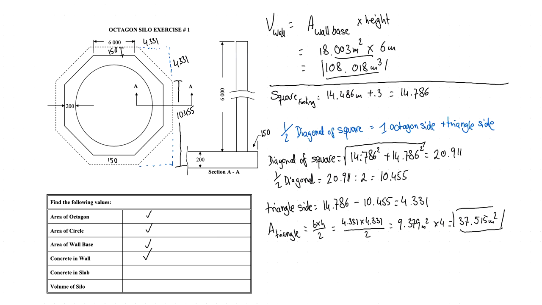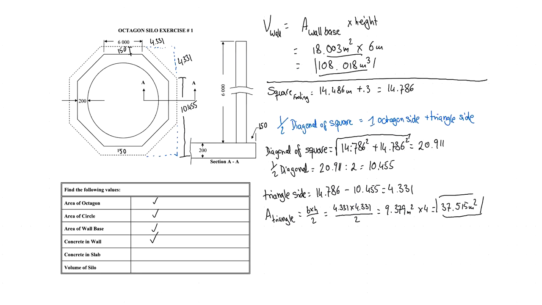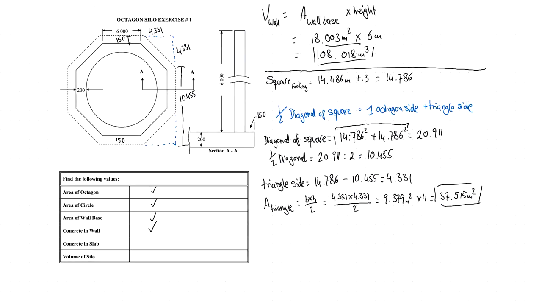Okay, so now can we actually find the area? I'll zoom out a bit to get a little bit more space. Can we find the area of our octagon footing?